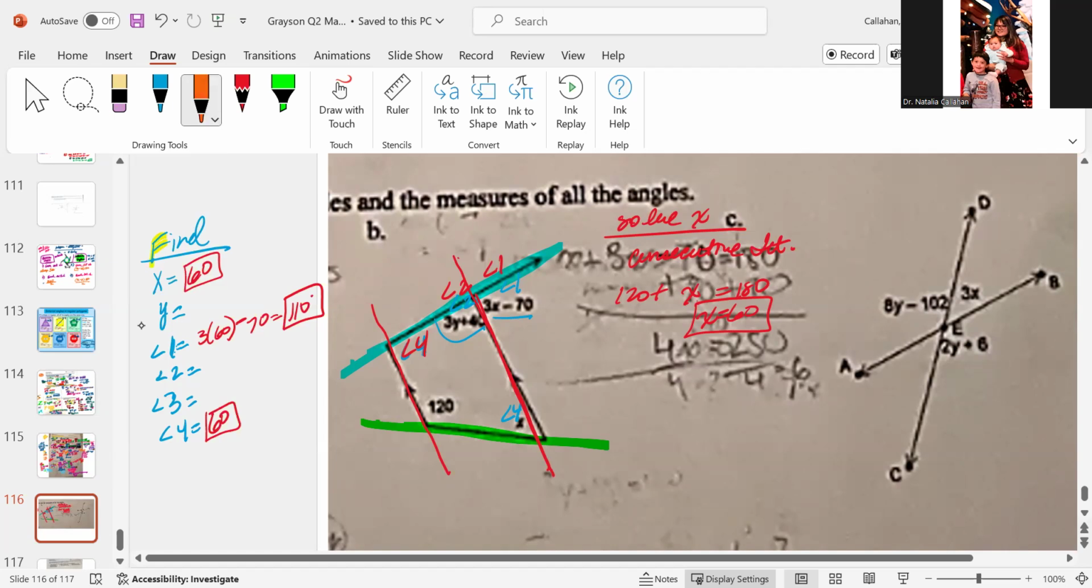I don't even know what you got for angle 1. Well, angle 1 is 3 times 60 minus 70. So what is it? You don't need to wait for me to get it. You get it.